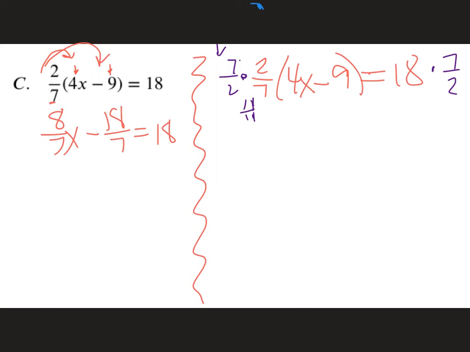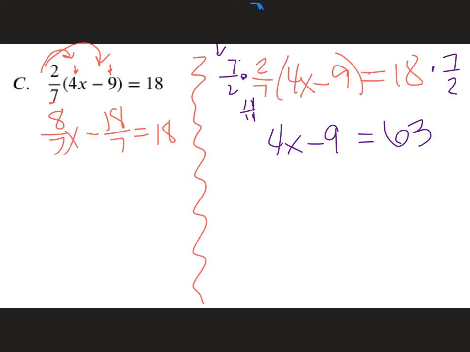So we'll be multiplying by 7 and dividing by 2. 18 is divisible by 2, so that's actually going to work out really nice, much better than having the fractions on the other side. So we would have 4x minus 9 equals 18 divided by 2 is 9. 9 times 7 would be 63. And then from there, you could just go about solving this one as you normally would.